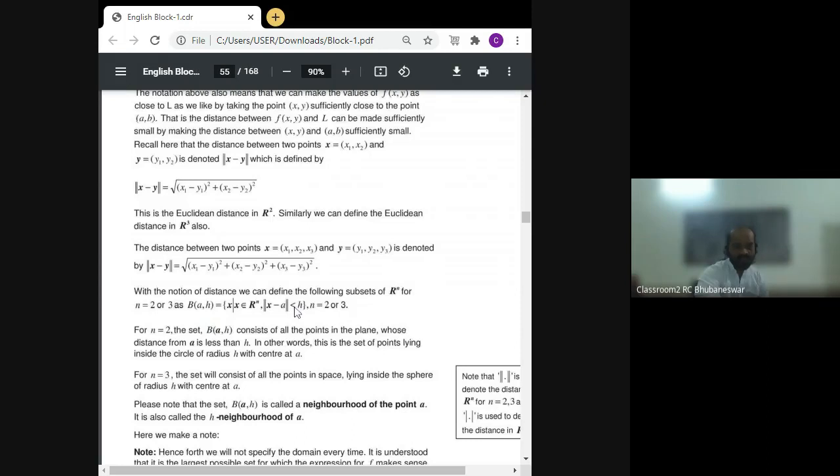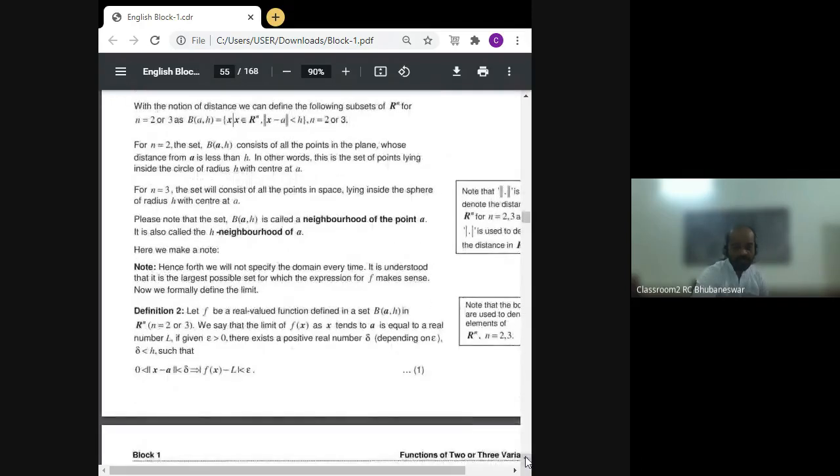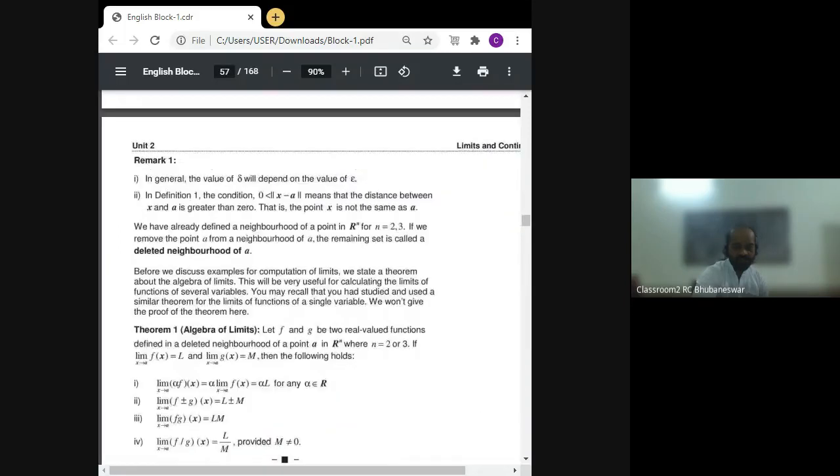So h may be positive, which is greater than 0, because that will define the radius of that particular ball, and that particular ball will be called the neighborhood of a point, or we can simply say h neighborhood of the point A. So these definitions and representations are very much necessary to define the limit of a function of two variables, and the definition is represented in definition number 2.